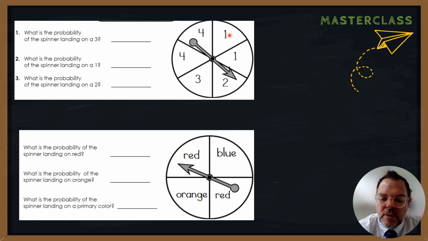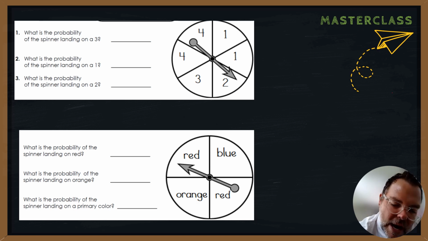Well, there are 2 ones. So there are 2, so you've got a 2 in 6 chance of it landing on a 1, or you've got a 2 in 6 chance of it landing on a 4. You've got a 1 in 6 chance of it landing on a 2 and a 1 in 6 chance of it landing on a 3. So let's look at our questions over here. What is the probability of it landing on a 3?